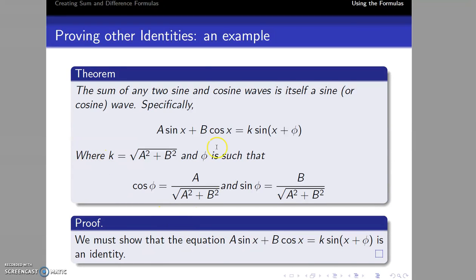Because our job now to prove this theorem is simply to show that a sine x plus b cosine x equaling k sine of x plus phi is an identity. And we have all the tools at our disposal that we would need to do that. We can use this substitution for k, this substitution for cosine of phi, and this substitution for sine of phi. We can use a sum formula, a difference formula, any other formula or identity. So take a second and decide what the plan of attack is.